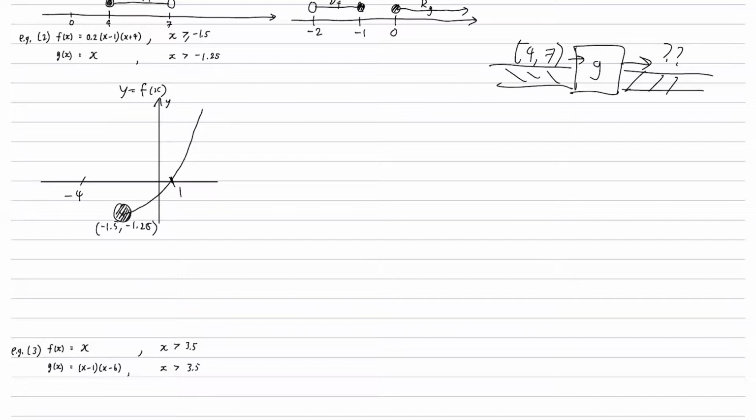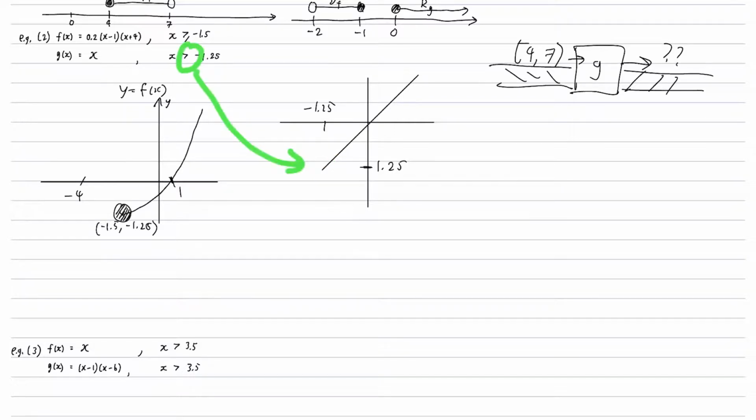How about gx? We do the same thing. This one y equals x. You don't need a GC for this. More than -1.25. So that means you should start the graph from somewhere at the bottom like this. This is -1.25. If x equals -1.25, y will also be -1.25. Solid circle or empty circle?